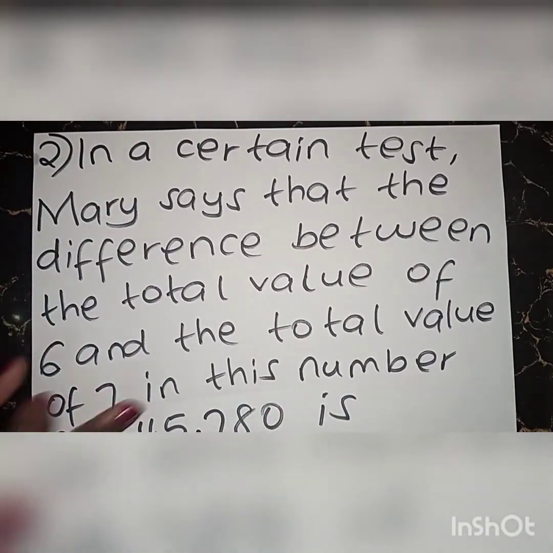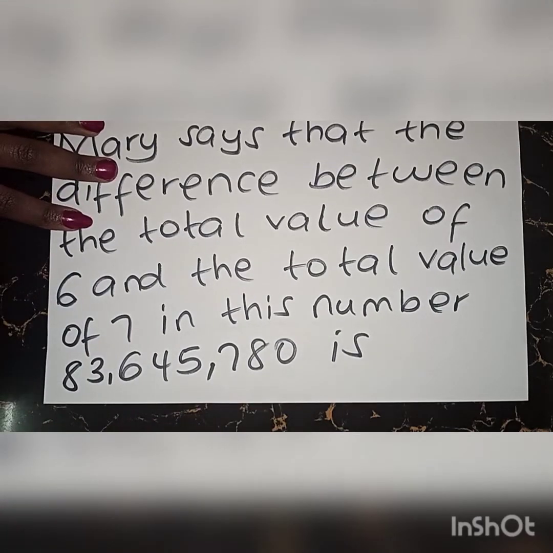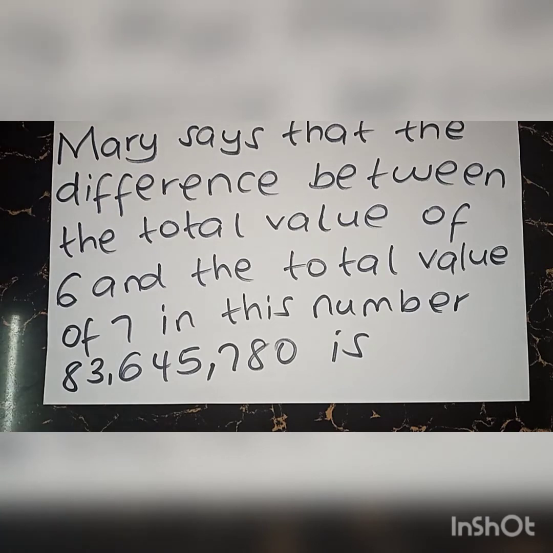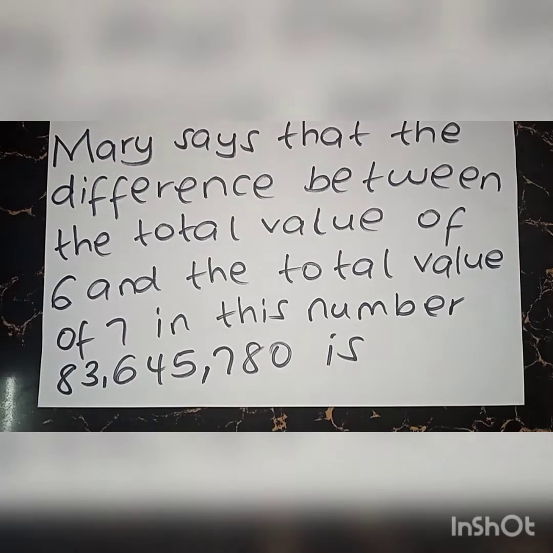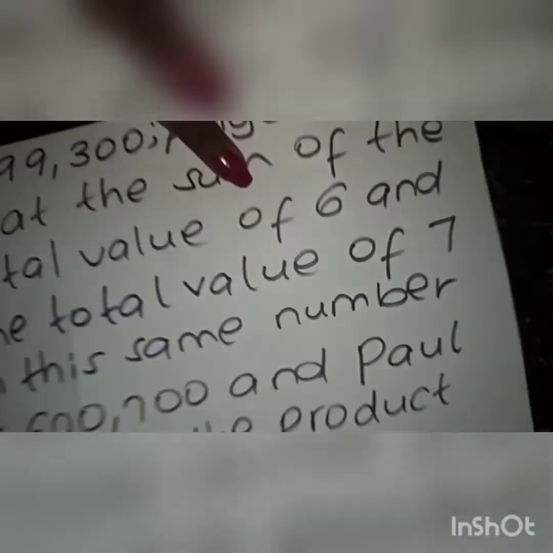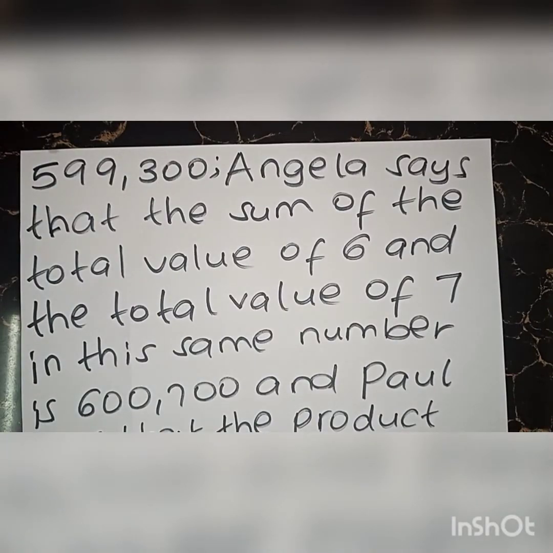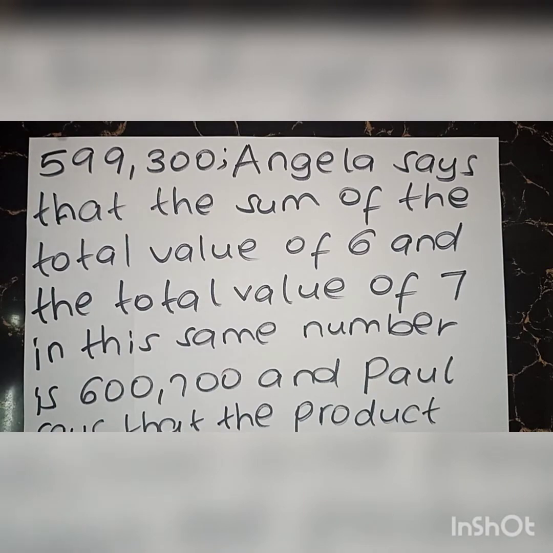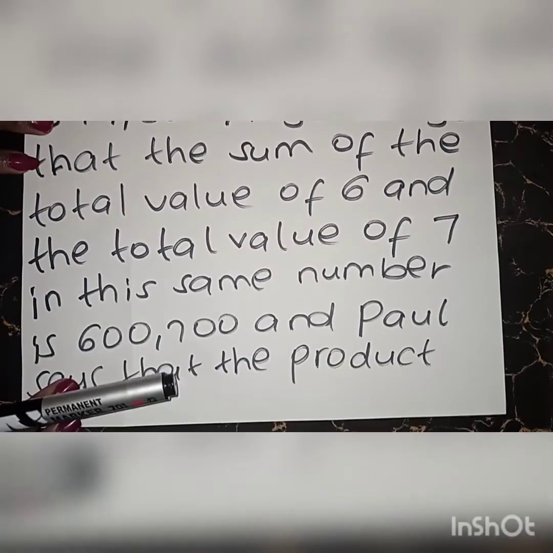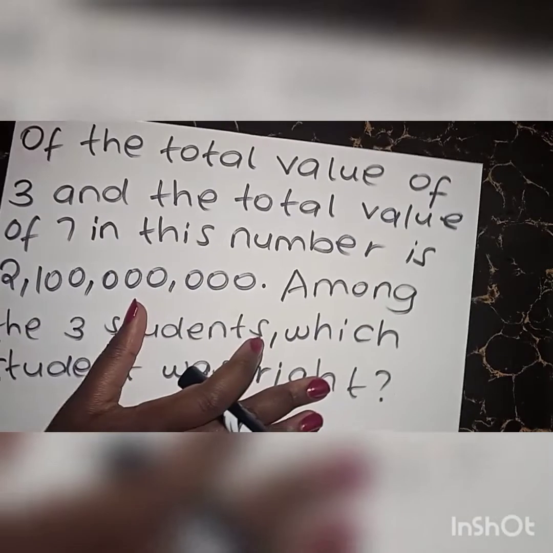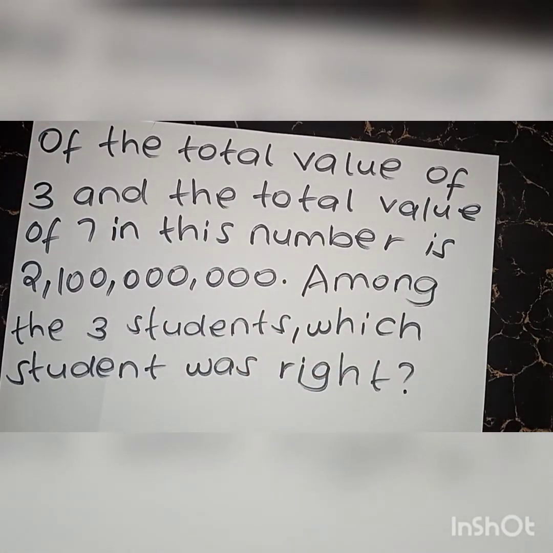What was the second question? This was a very interesting question. I liked it. So in a certain test, Mary says that the difference between the total value of 6 and the total value of 7 in this number is this. Angela says that the sum of the total value of 6 and the total value of 7 in this number is this. And Paul says that the product of the total value of 3 and the total value of 7 in this number is this.